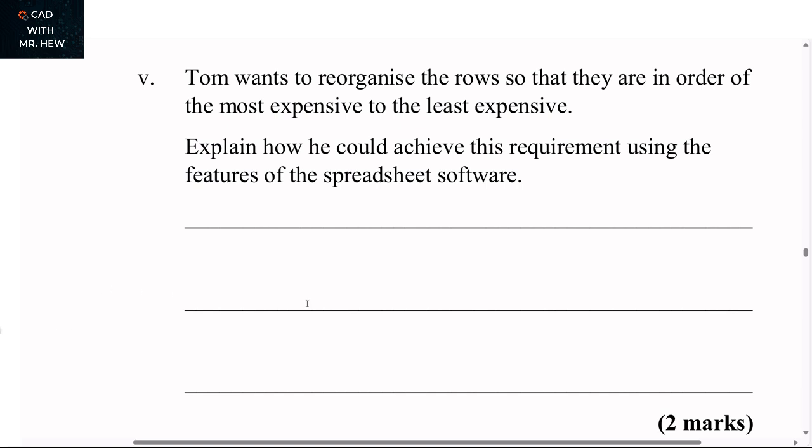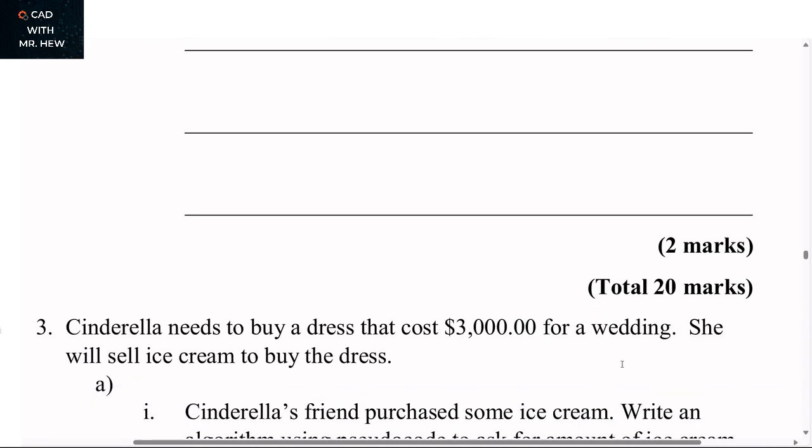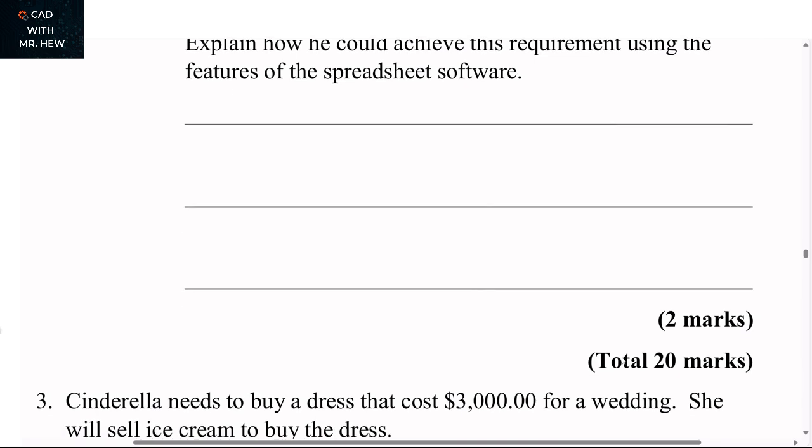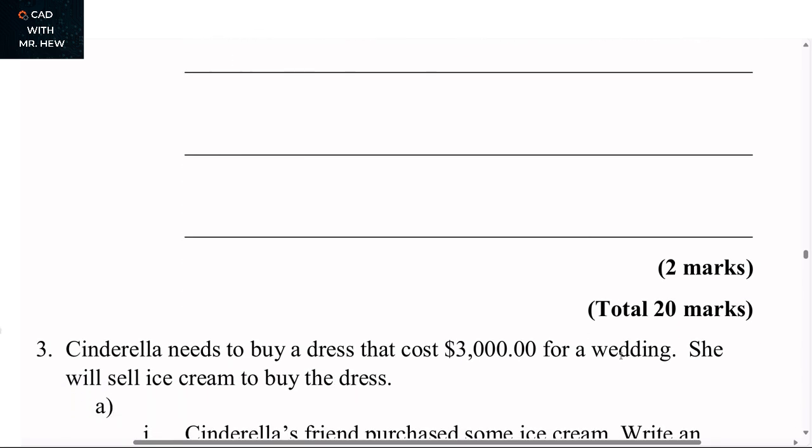Tom wants to reorganize the rows so that they are in order of the most expensive to the least expensive. Explain how he could achieve this requirement using the features of the spreadsheet software. This question is worth 2 marks. And the total marks for question 2 is 20 marks.